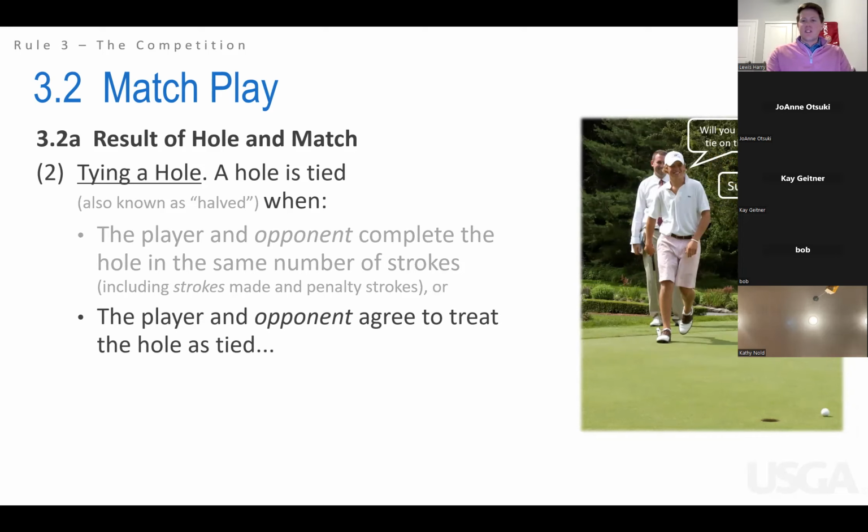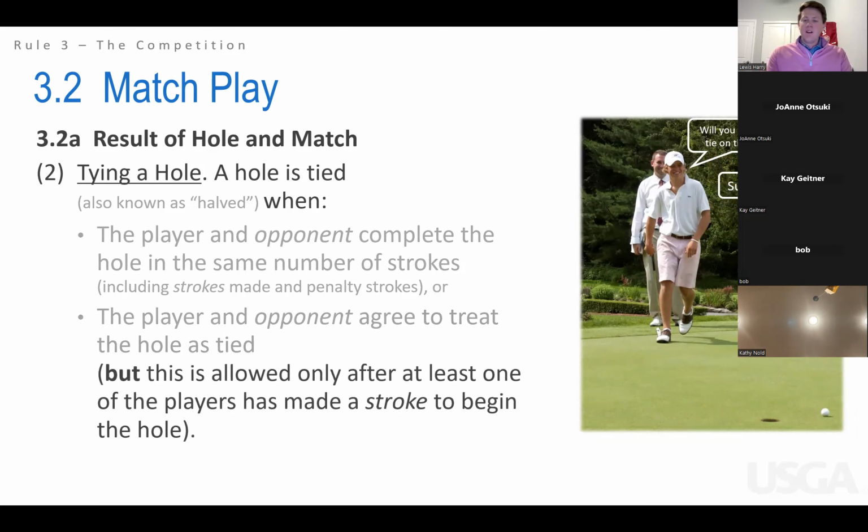That's another one of the things that's unique in match play, that we can decide amongst ourselves, we can make an agreement to treat a hole as being tied. There is one caveat to treating a hole as tied. It's only allowed after one person has made a stroke to begin that hole. The best example of this is if we're both standing in the teeing area, we both hit a tee shot, maybe both of us went out of bounds, and none of us like this hole.